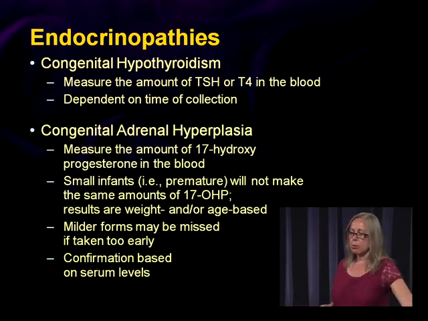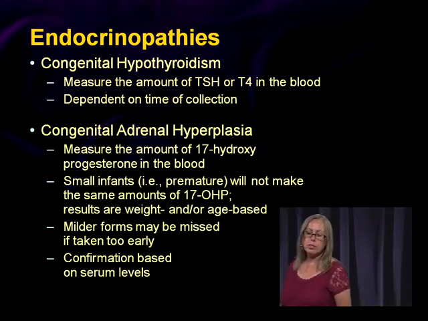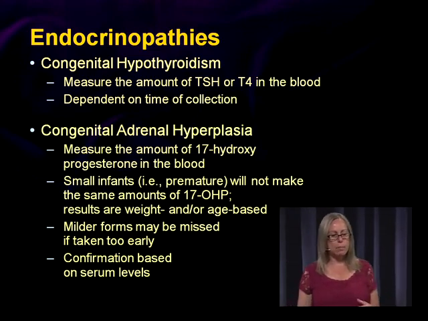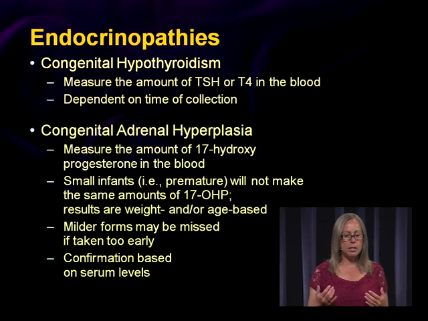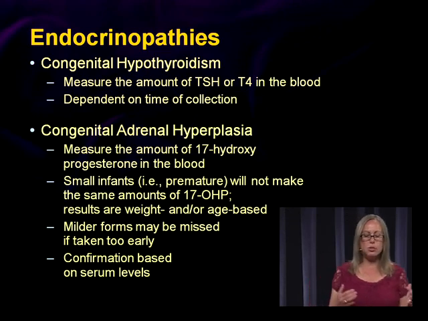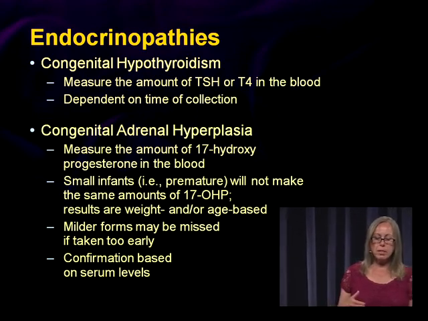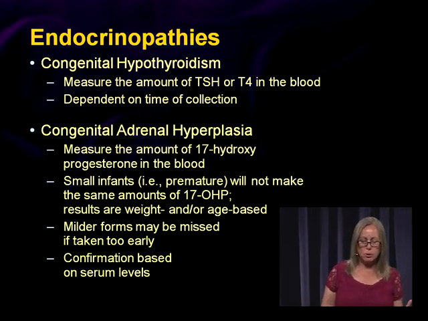Congenital adrenal hyperplasia measures the amount of 17-hydroxyprogesterone in the blood. Small infants or those that are premature will not make the same amounts of 17-hydroxyprogesterone. And so the results are weight and/or age-based. Milder forms can be missed if you take the sample too early, and then confirmation is based on serum levels.